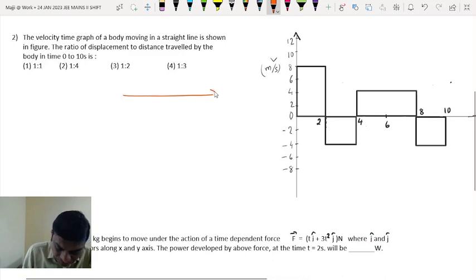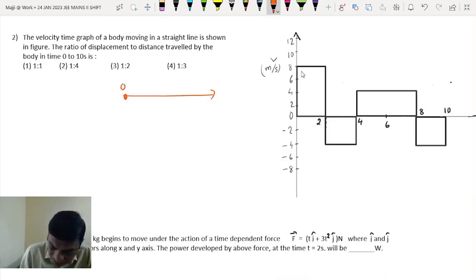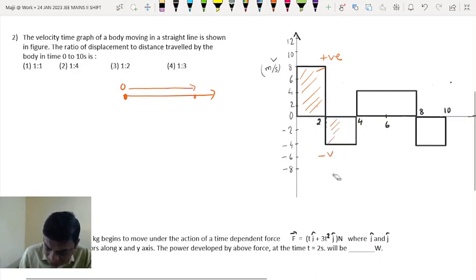You see, initially let us say the body starts from O. Here the velocity is positive, so the displacement will be in the positive direction. Displacement is in the positive direction, you take the positive direction like this. Then here what is there? The displacement is in the negative direction because velocity is negative.